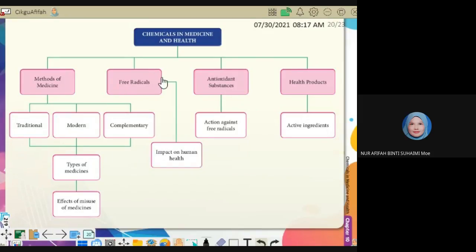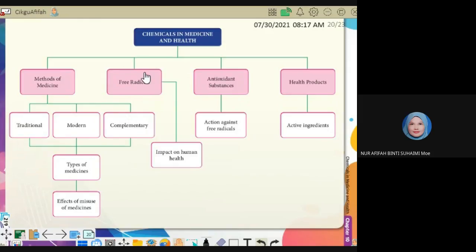Okay, now we go to the free radical. Second subtopic for today. Saya nak habiskan free radical, antioxidant and health product. So sikit saja. Right, what is free radicals? Apa tu radical bebas? Kita selalu dengar dalam iklan-iklan produk, biasanya untuk skincare, untuk masalah kulit. Free radical, to prevent free radical.